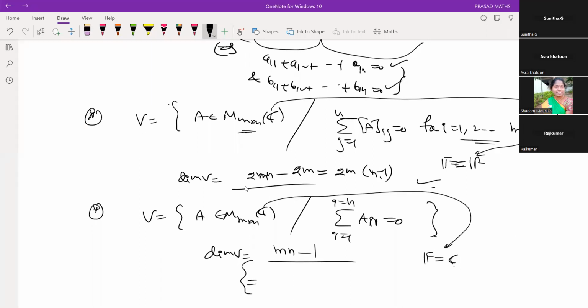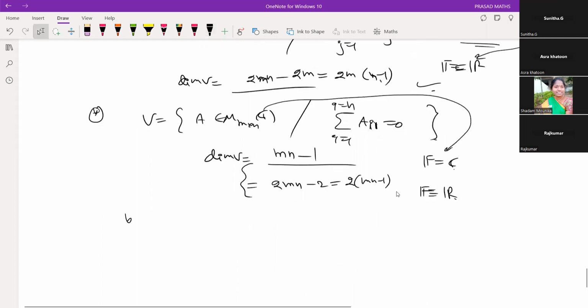Suppose we take this same problem with the real field. What happens? 2mn minus any conditions, minus 2. Therefore 2 into mn minus 1. Okay, this is one row, one column, sorry.